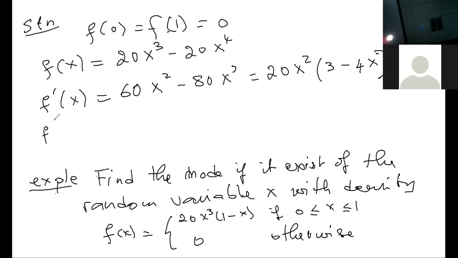And the derivative equals 0 if x equals 0 or x equals 3 over 4. You have two ways of determining whether it's a local maximum: either by finding the second derivative and checking the value of the function at the second derivative, or study the sign of f prime of x.